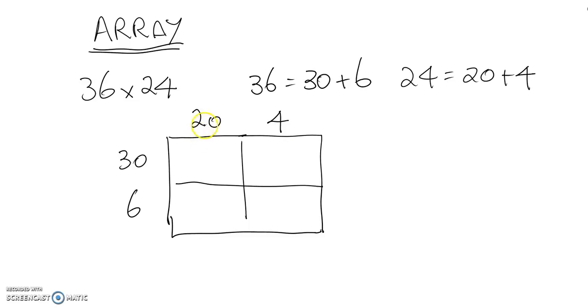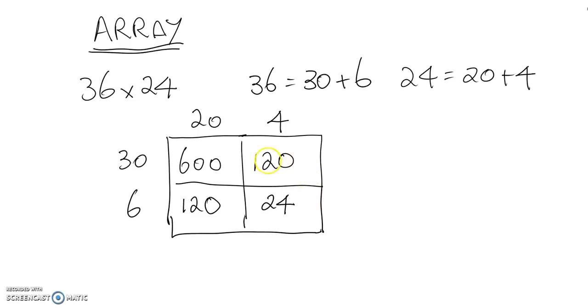Now what we're going to do is to do the smaller multiplications within the rectangle and then add our products together. So 30 times 20, well 3 times 2 is 6 and there's 2 zeros to add. 30 times 4 is what we're going to put in this box. So 3 4s are 12 plus there's a 0 to add. 6 times 20 we'll put in this box. So 6 2s are 12 and then there's a 0 to add. And 6 times 4 is 24. No zeros to add.